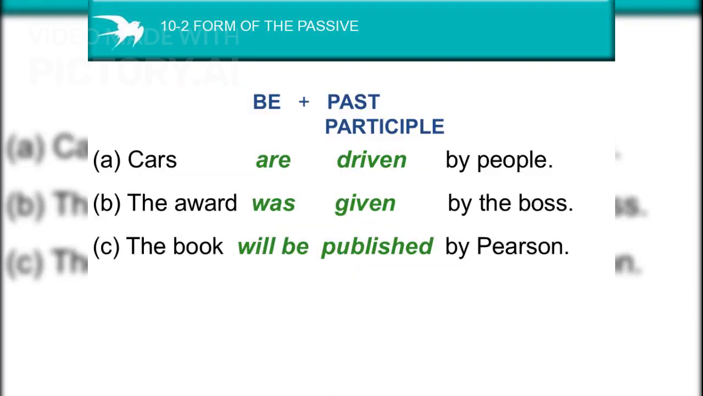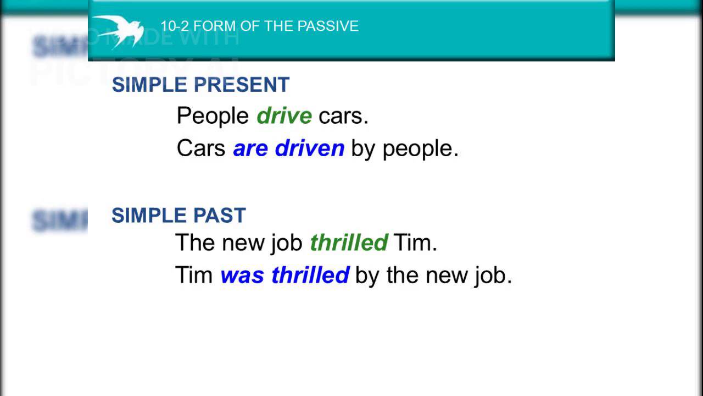Passive sentences are formed using be plus the past participle. For example, cars are driven by people. In simple present tense, people drive cars becomes cars are driven by people. The focus is on the action of driving.